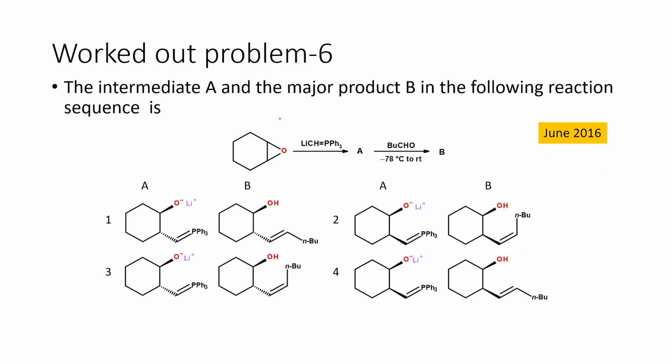So here, find the intermediate A and the major product B formed in the following reaction sequence. There is an epoxide that is given here. This is treated with a phosphine derivative, and that leads to the formation of an intermediate A that is treated with butyllithium at -78 degrees to room temperature, leading to the formation of another final product B. This question was asked in June 2016.